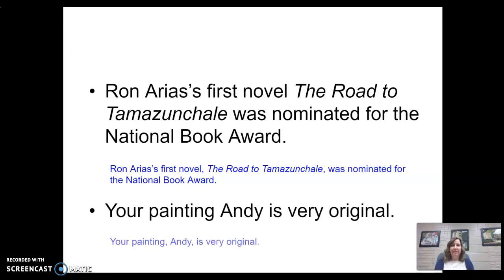Your painting, Andy, is very original. Okay, this is an example of direct address where you're talking to someone in the sentence. I'm talking to Andy. Your painting, Andy, is very original. So your painting is very original is the heart of the sentence. That's the main independent clause. But I'm speaking to Andy, and when that name is in the middle of the sentence, we're going to put commas on both sides. It could be at the beginning, Andy, comma, your painting is very original. I mean, that would be an introductory phrase, but it's in the middle. It's non-essential. We're going to put commas around it.